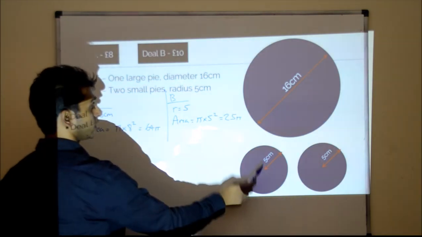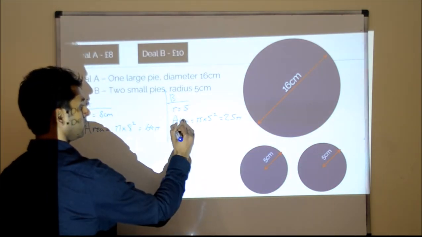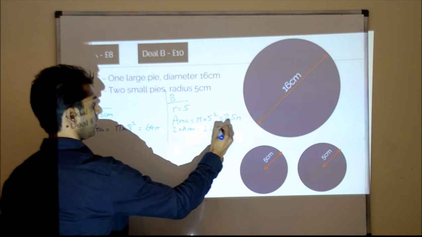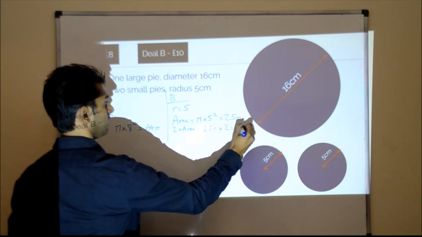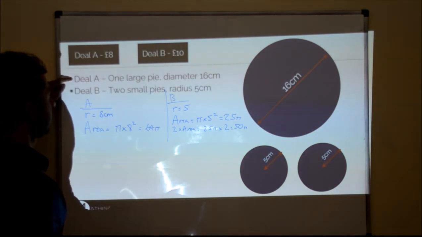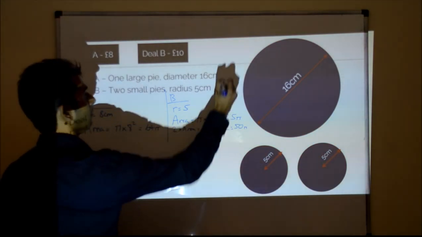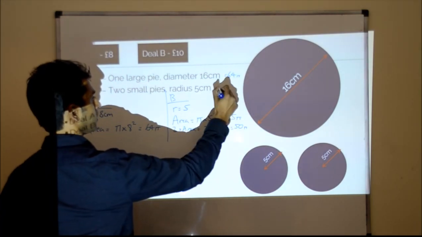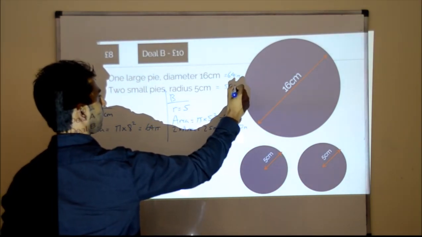Now remember, you get two pies here, so 2 times the area is equal to 25 pi times 2, so 50 pi. So we now know that deal A is going to give us 64 pi, and deal B will give us a total of 50 pi.